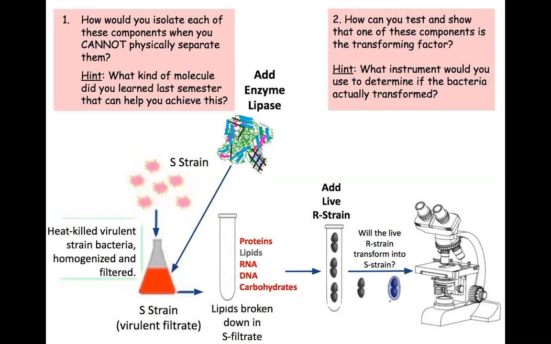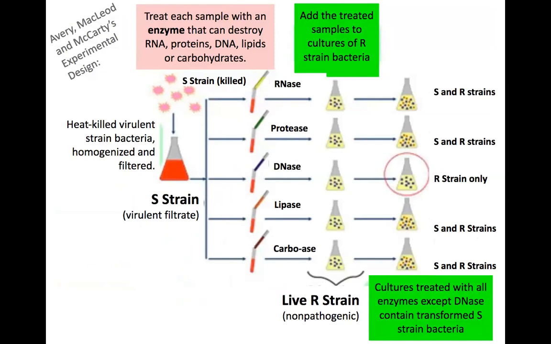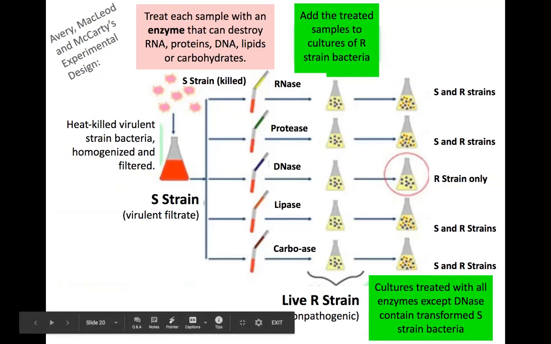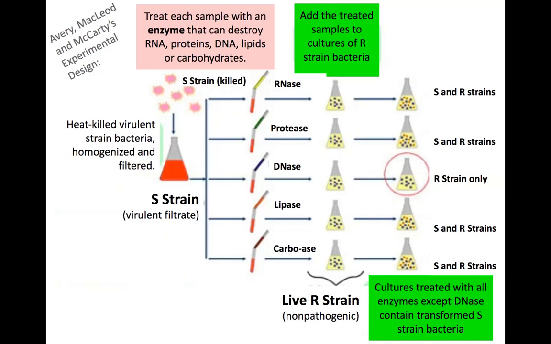Which leads to the observations from the second one. Here is the answer. This is what Avery, MacLeod, and McCarty did. They had set up 5 different experimental groups. In each one of these, they added a different enzyme: RNase in the first one, protease in the second one, DNase in the third one, lipase in the fourth, and carbohydrase in the fifth one, right?